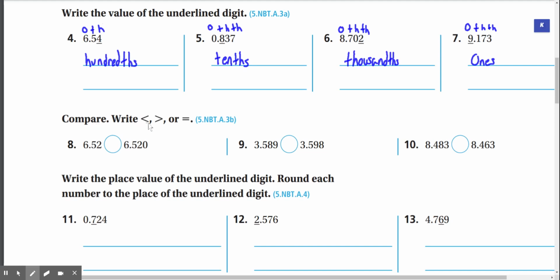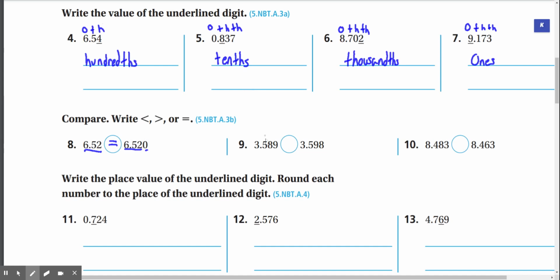Compare, write less than, greater than, or equal to. Okay, well here we have number 8, and it's 6.52 and 6.520. So we see that these three digits are the same, and these three digits are the same, except this one has an extra 0. The 0 doesn't make this number bigger, and it doesn't make it smaller. So these two numbers are exactly the same, so they're equal to each other.